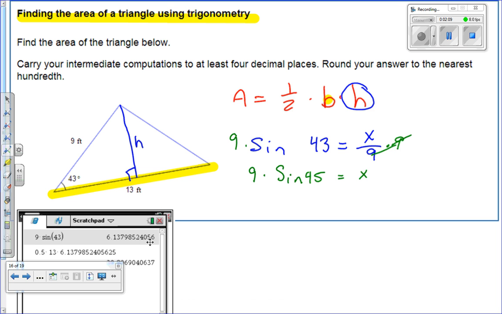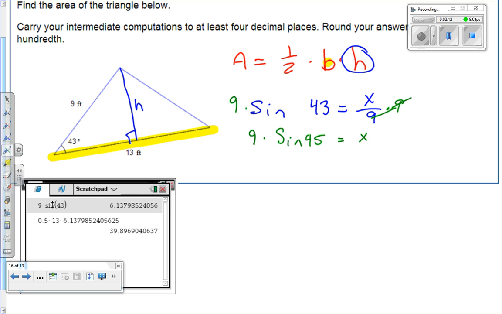If you go to your calculator, 9 times the sine of 45 degrees. Oh, I'm sorry, that's not 45, it's 43 here. This should be 43. Let's type that in as 43. So there you go. X is going to be approximately 6 point, how many digits do you want to go? Let's go a couple digits. So x is approximately equal to 6.13880, because we rounded there.